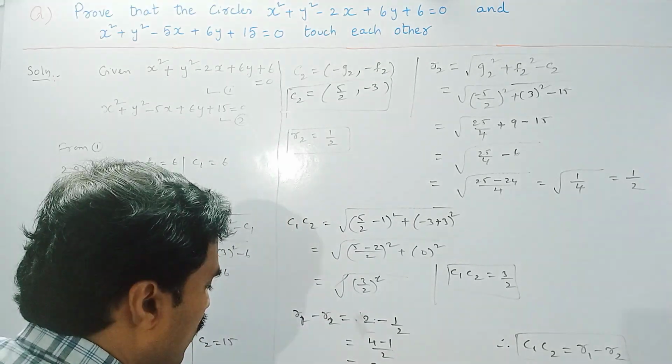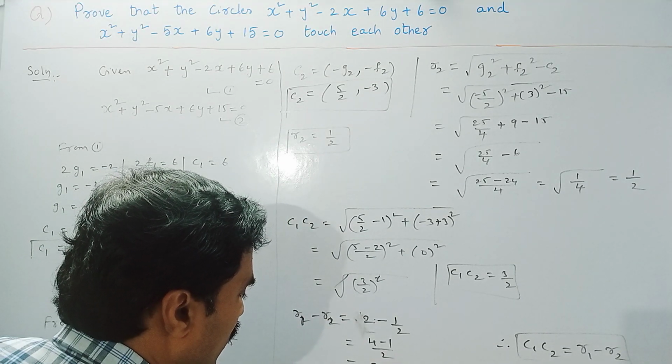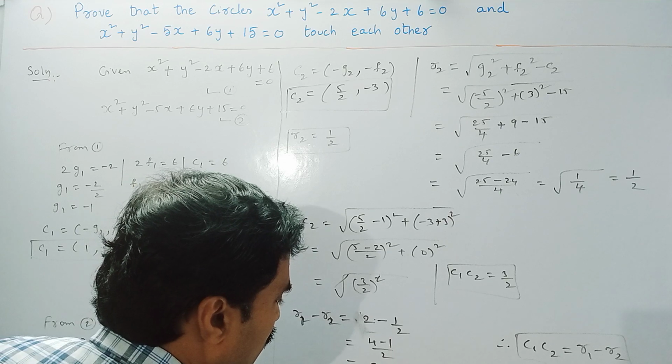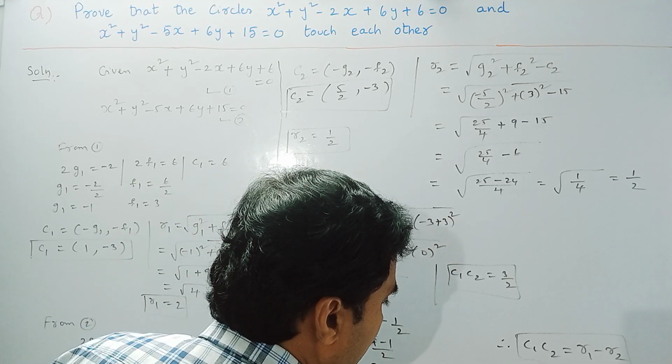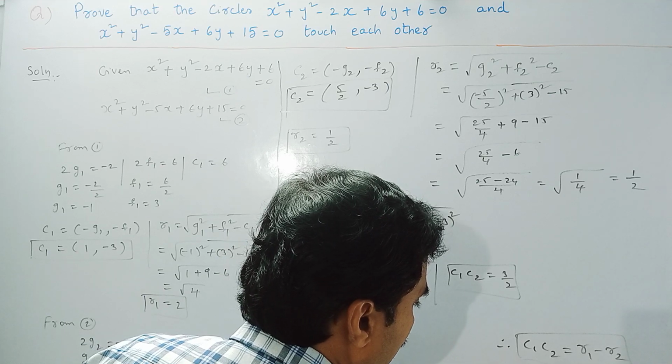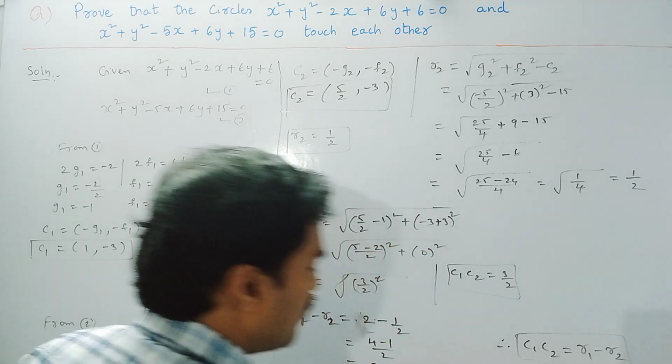So therefore the given two circles touch each other internally. So this is the conclusion we have to write.